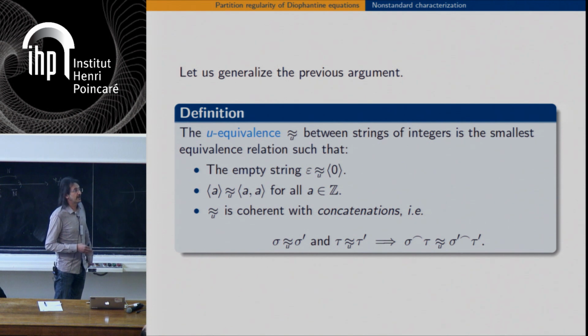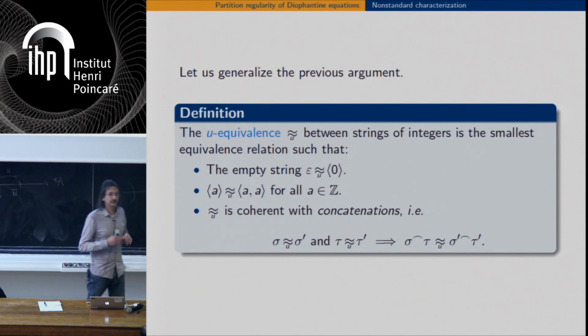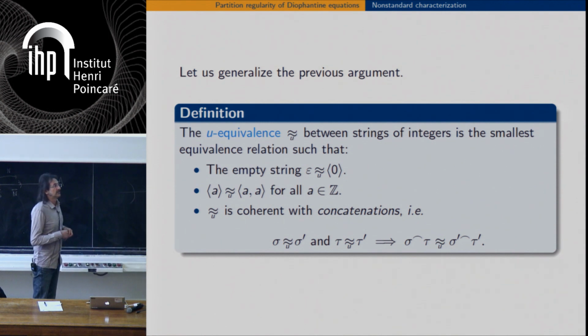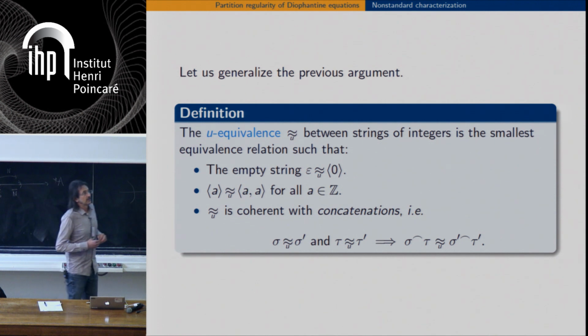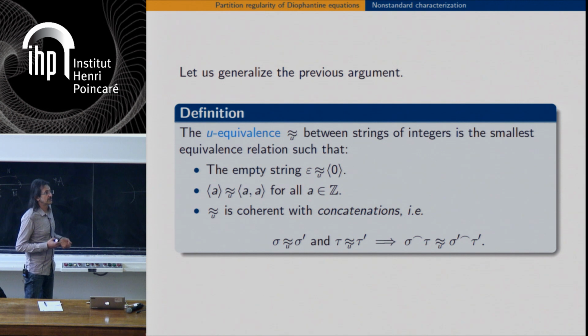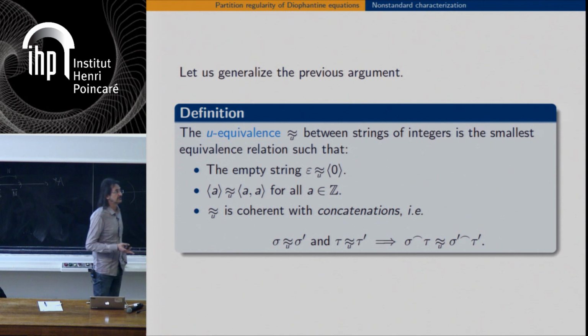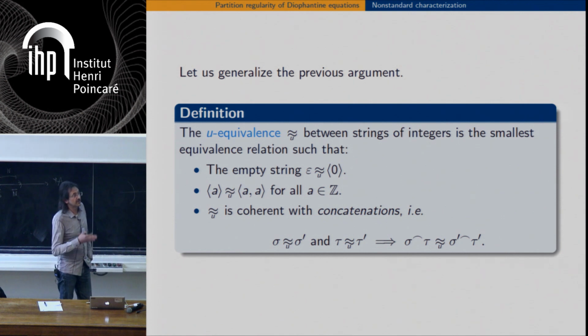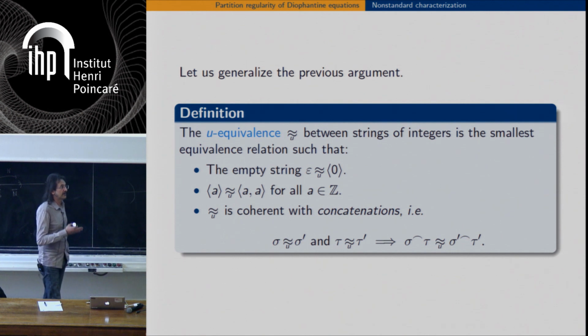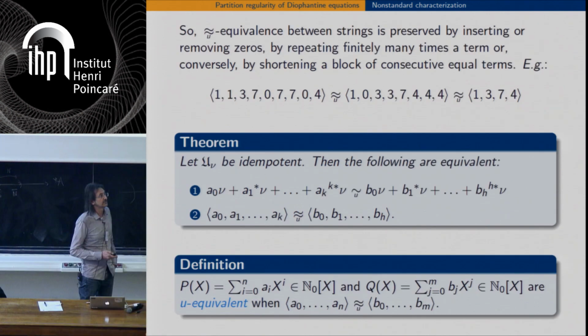So starting from that, one can find a completely standard general result that can help in proving the partition regularity of equations. So take the finite strings and say that they are equivalent. Take the smallest equivalence relation containing the empty string, which is considered to be equivalent to 0. If you repeat something, then it is equivalent to the previous thing, and it is coherent with concatenations.